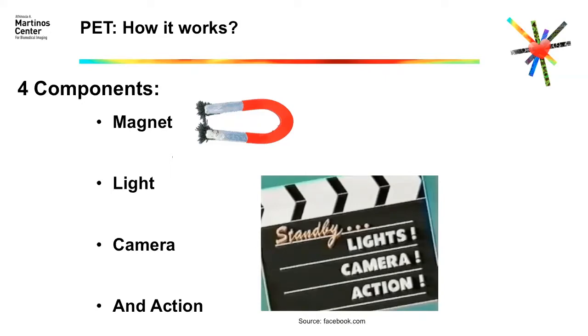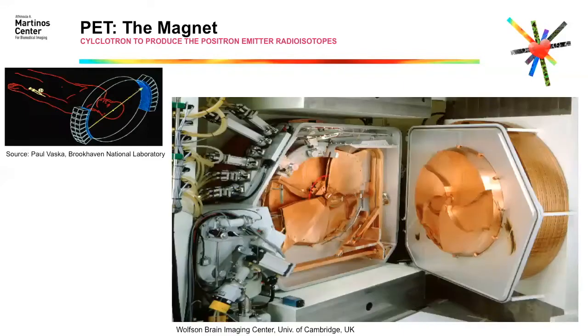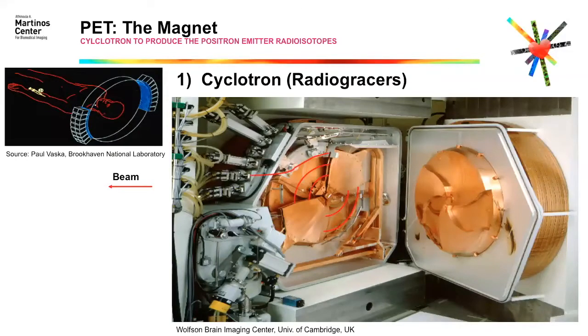Let me show you how this works. So to start with, for PET, we really need to create these positron emitter particles, these radiotracers that emit positrons. In order to do that, because the positron is a particle that is not very stable in nature, we need to create it. And we do that by using a huge magnetic field, in this case what is called a cyclotron.